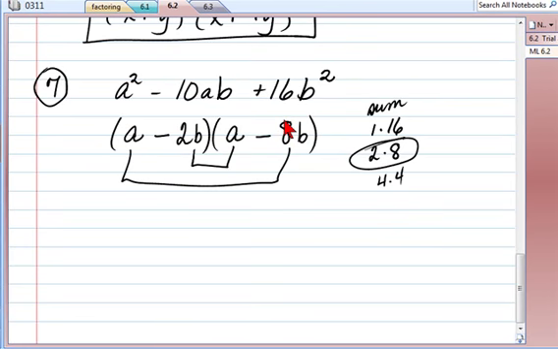Because the signs were the same, I didn't care which one went where. And I get a times a is a squared. Outer product is negative 8ab. Inner product, negative 2ab. Those combine to be negative 10ab. The product of the last, negative times negative gives me positive 16b squared. Okay, are you remembering the sign patterns? It will help you. Number 8.